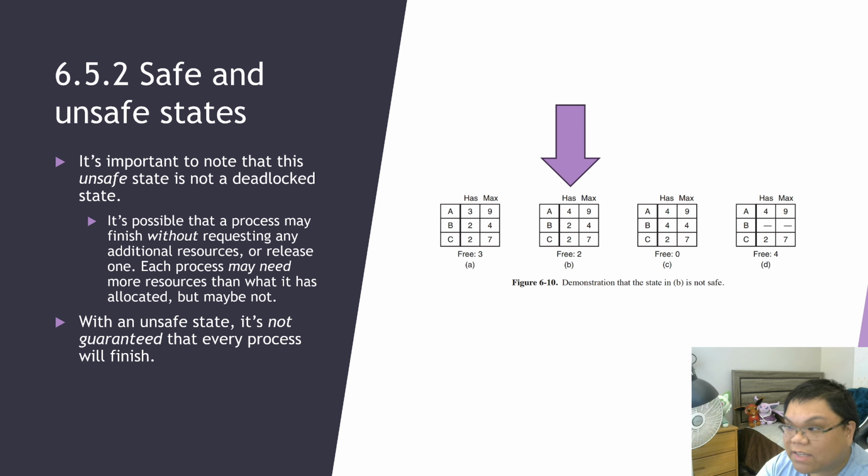It's important to note that this unsafe state is not a deadlock state. It can lead to deadlock, but it's not guaranteed that it's going to lead back to a safe state. It's possible that a process may finish without requesting any additional resources, or it might release some of its resources. Each process may need more resources than what it has allocated, but maybe not. With an unsafe state, it's not guaranteed that every process will finish. With a safe state, we know it's guaranteed that every process will finish.